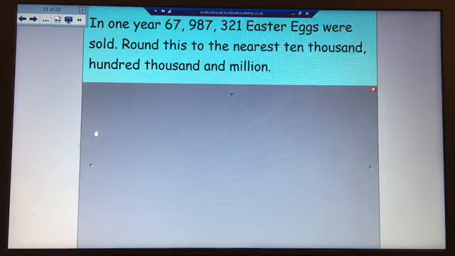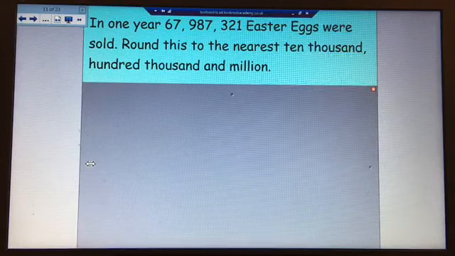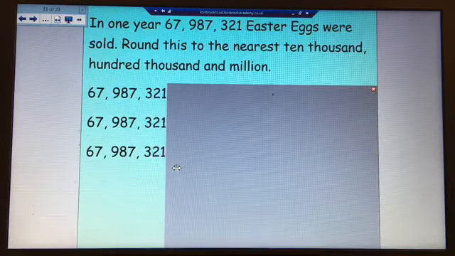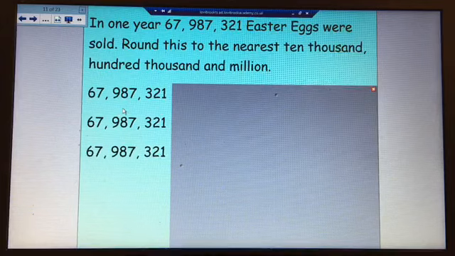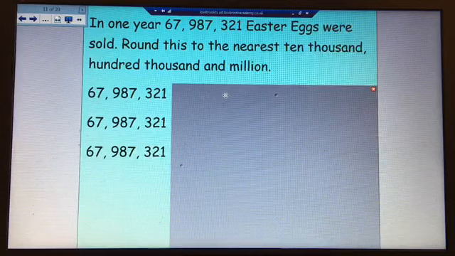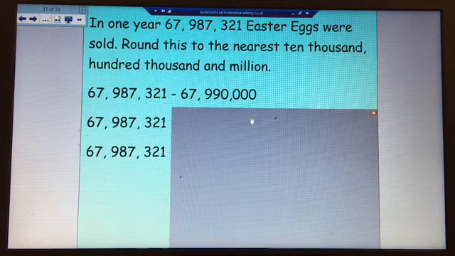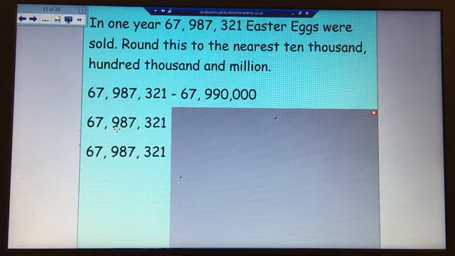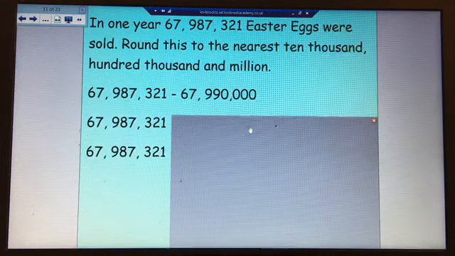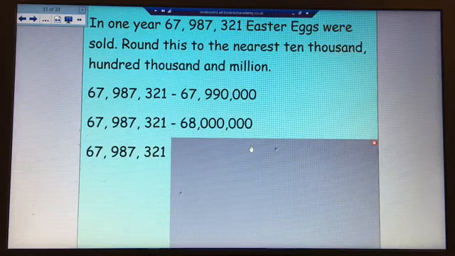But if we're going to do it first of all to the nearest 10,000. So let's have a look at this. So the 10,000s column has got an 8 in it, and the number afterwards is a 5 or above. So we're going to round that up to 67,990,000. The hundreds of thousand column is a 9, and the one after it is an 8. So again, we're going to round it up. Now, if you remember, because the 9 can't go any higher, we've got to go into our millions column. So that would make 68 million.